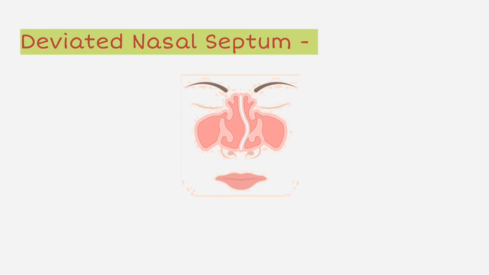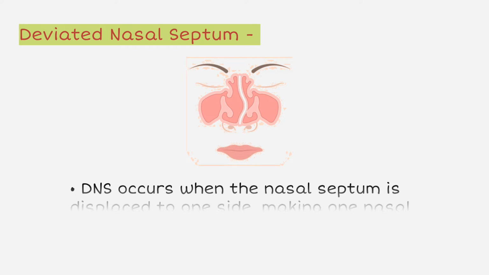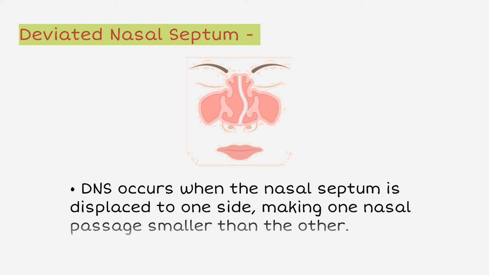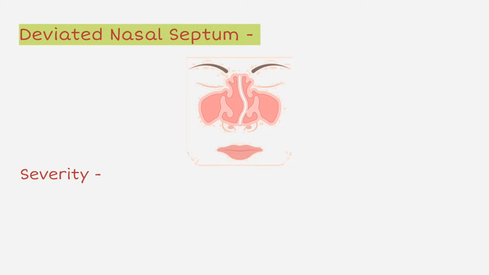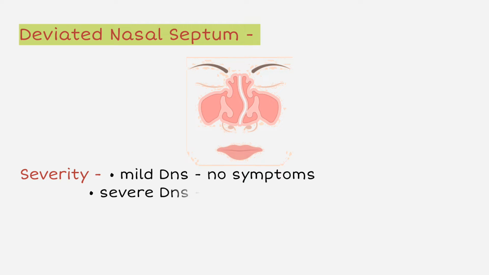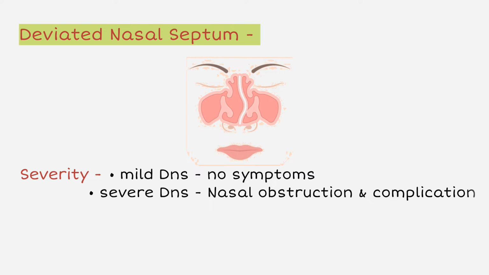What is a deviated nasal septum? DNS occurs when the nasal septum is displaced to one side, making one nasal passage smaller than the other. Severity: mild DNS may cause no symptoms. Severe DNS can lead to significant nasal obstruction and other complications.